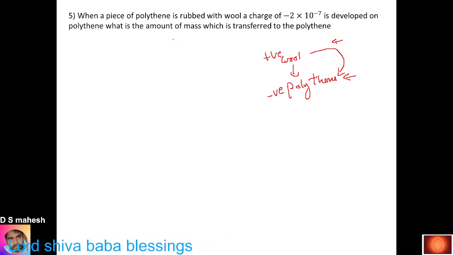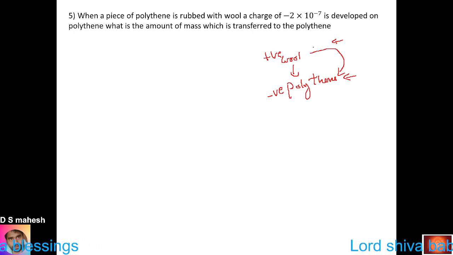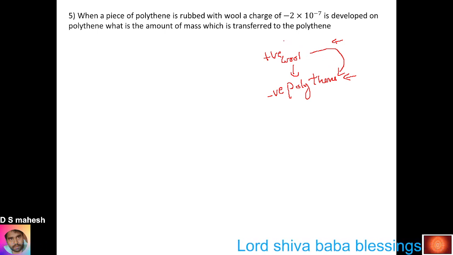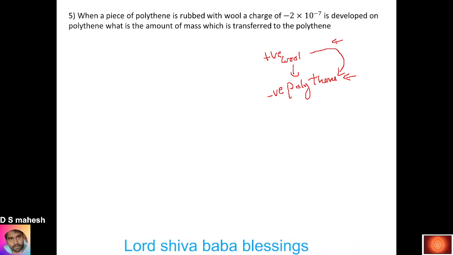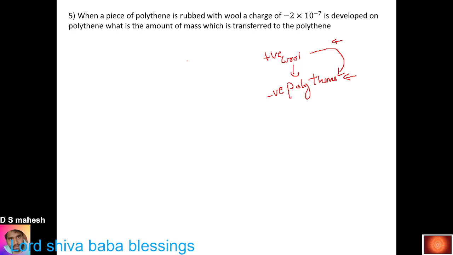So they are asking what is the amount of mass transferred. The electrons are transferred from wool to polythene, and they are asking how much mass is transferred. So in order to calculate how much mass is transferred, first we need to know how many electrons are transferred.